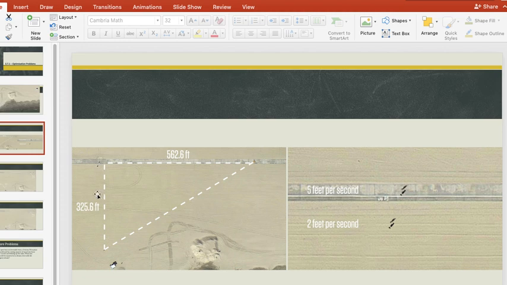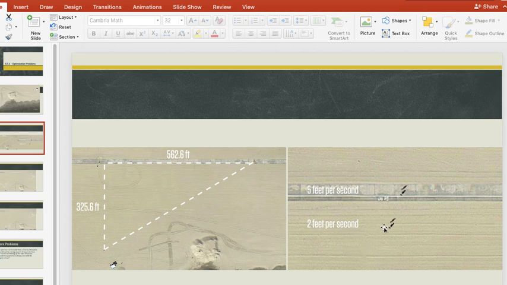Basically, if we're looking at a right triangle here, the left side is 325.6. The distance that they walk on the sidewalk is 562.6 feet. And then here are the rates that they walk in the sand and on the sidewalk. We're assuming that they both walk the same rate in the sand at 2 feet per second.